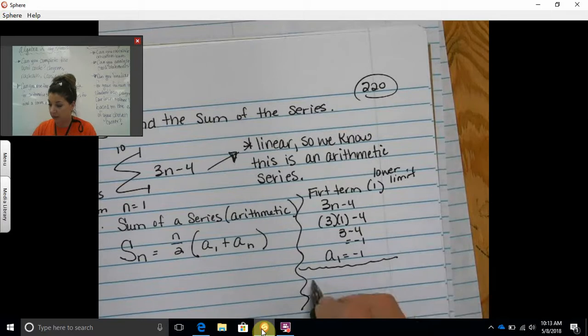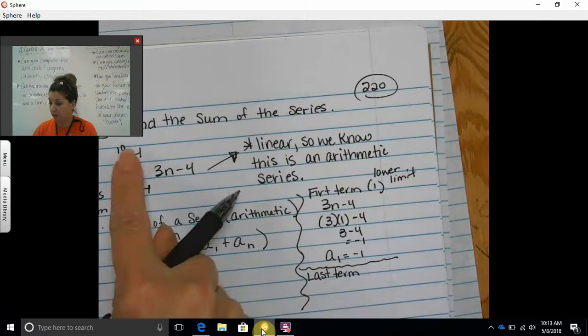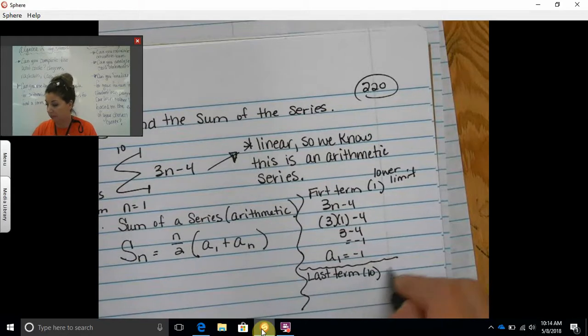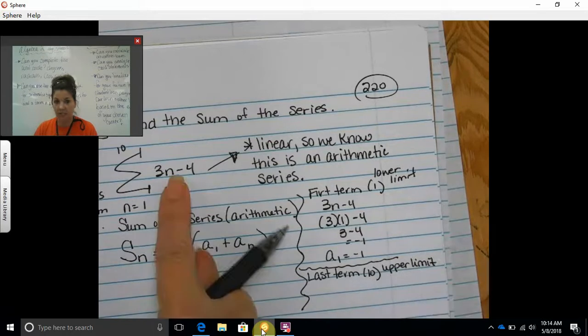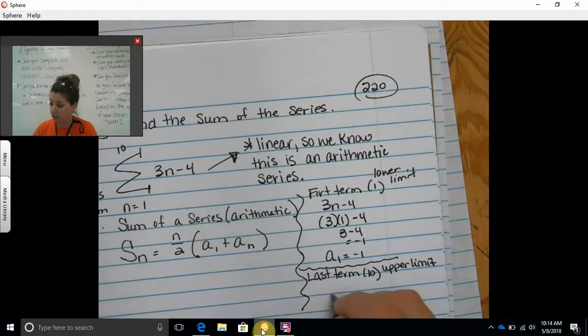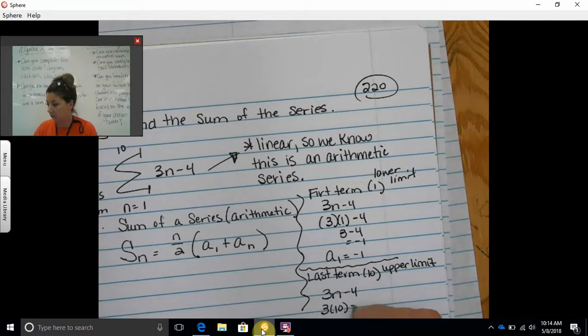To find my last term, I substitute in the upper limit, which is 10, into this explicit formula. For 3n minus 4, n's the 10th term. So the 10th term of the sequence is 26. So a sub n is 26, or you could think of it as your a sub 10 because it's the 26th term of the sequence, right?